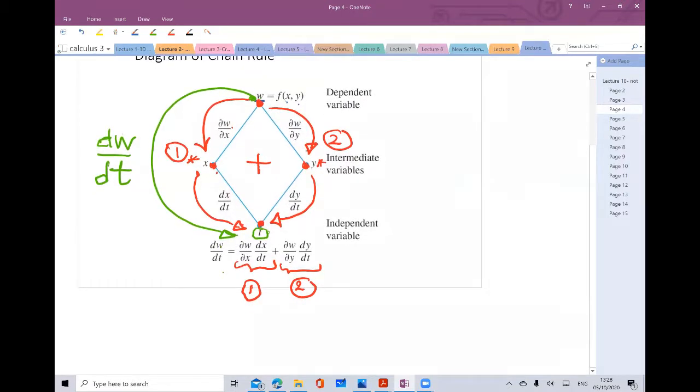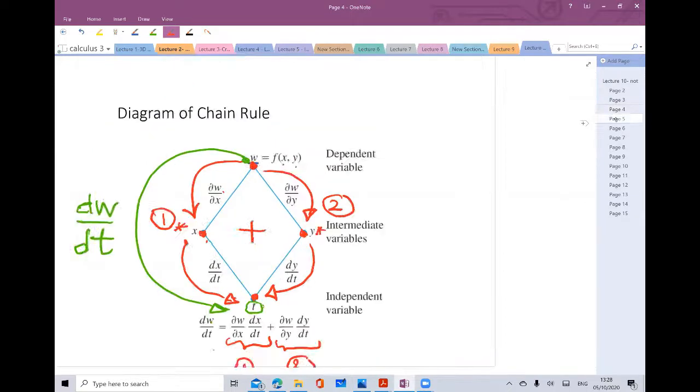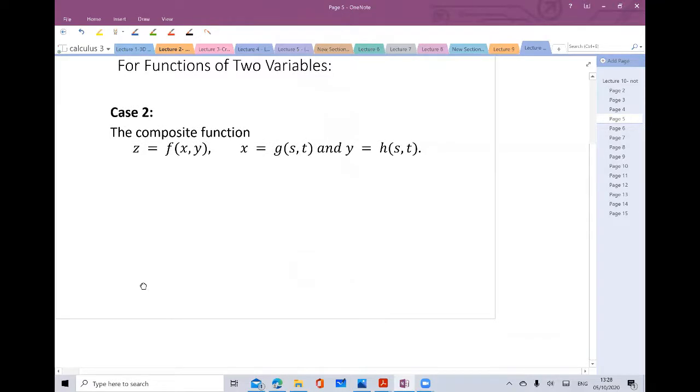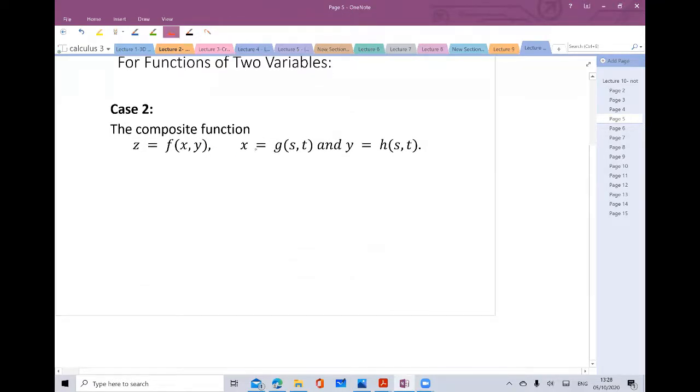Because the cases could change, as we're going to see from the following cases. Now, if I have a function of two variables x and y, but this time each one of these independent variables is a function of two variables, s and t, as we see here from this figure. The first function x is g of s and t, and y is a function h of s and t. Now let's do the chain rule.